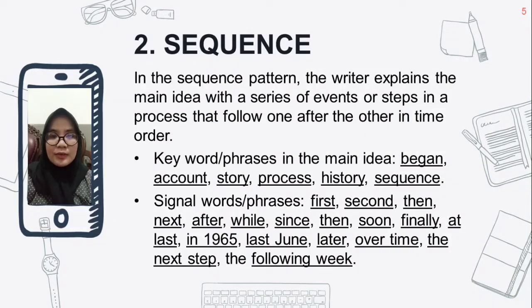Next, second, sequence. In the sequence pattern, the writer explains the main idea with a series of events or steps in a process that follow one after the other in time order. The keywords or phrases in the main idea that are often found in sequence patterns are begin, account, story, process, history, and sequence, while the signal words or phrases are first, second, then, next, finally, in 1965, last June, last month, over time, the next step, and the following week.